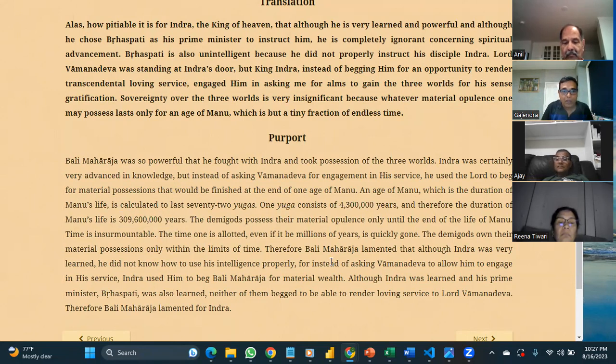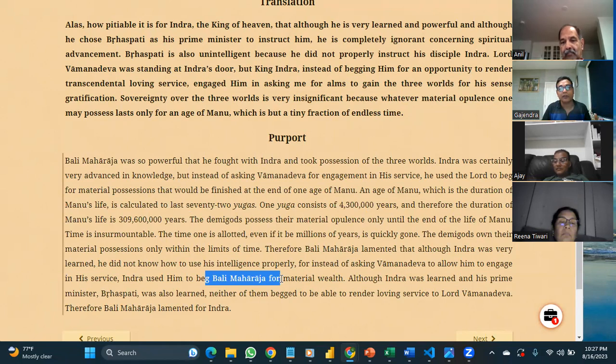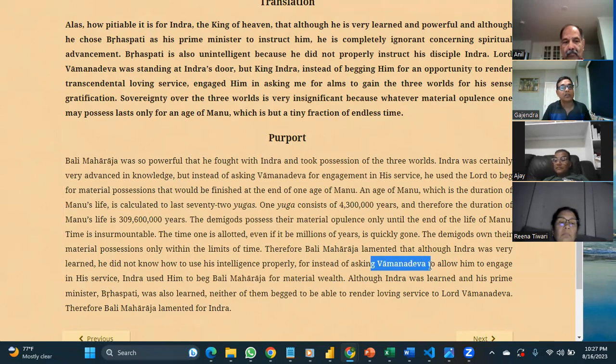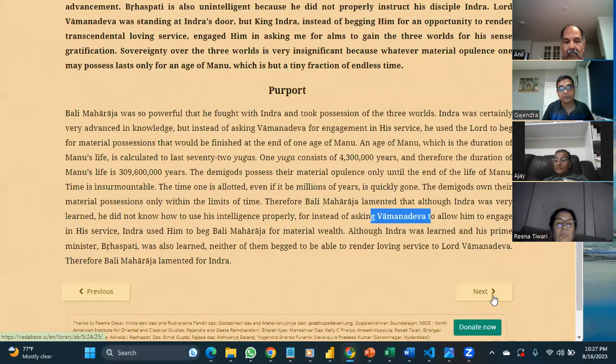So anyway, the point here is, Bali Maharaj is saying the best thing one can ask for is really rendering service to Lord Vishnu. And none of the other material benefits, even including all those planetary positions, are permanent; they are temporary.